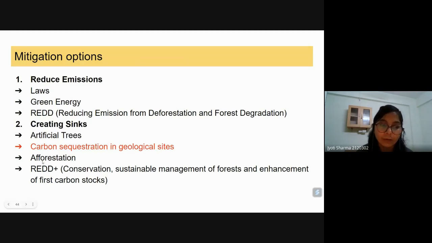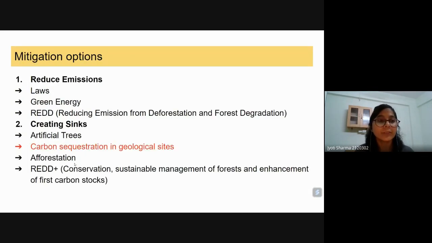Then we can do afforestation. This is very much like the artificial trees. And then we can do conservation, sustainable management of forest, or enhancement of forest carbon stock. So this is REDD+. This is the concept of REDD+, and this has been discussed in the Conference of the Parties, the COP. I think you have heard about this COP, the conference that happens every year.